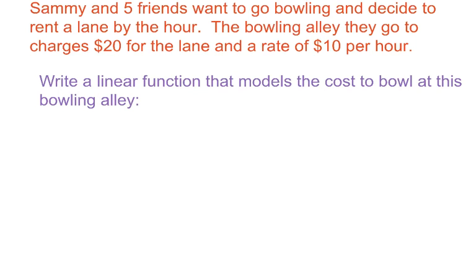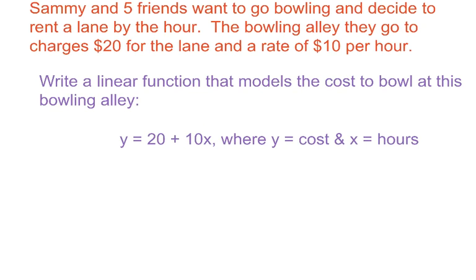Well, first, we have y equals. Now, y is going to be the cost, and we know that it costs $20 just to get the lane, and then it costs $10 for each hour. And x is going to represent the hours. Now we want to graph this linear function, and then we're going to compare the linear function to the step function that truly exists when you go to this bowling alley.